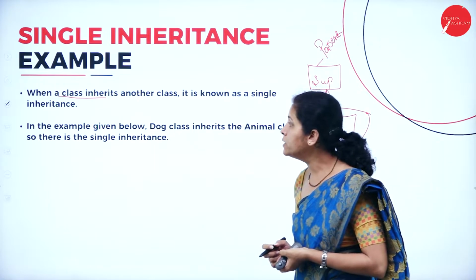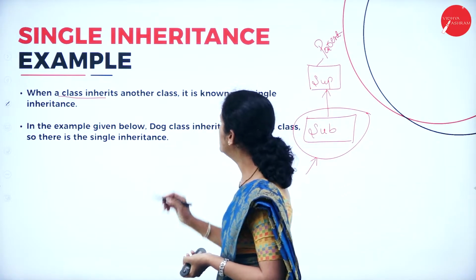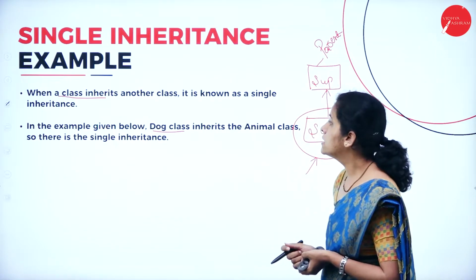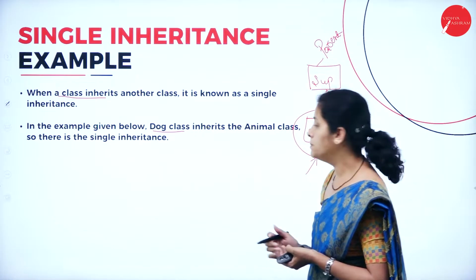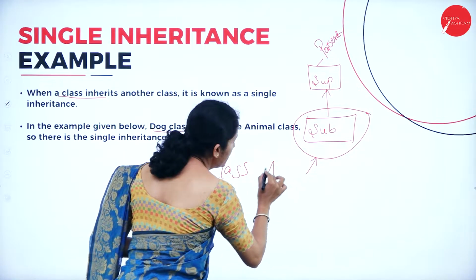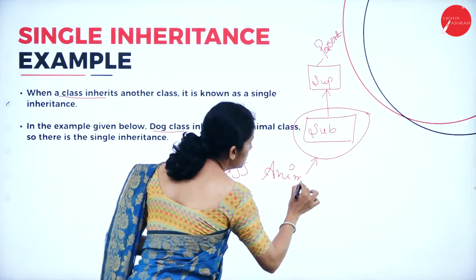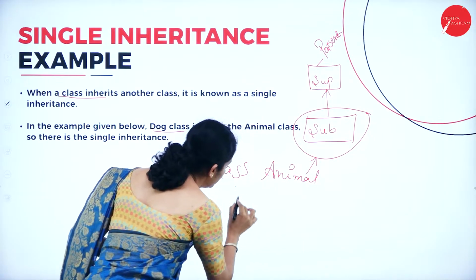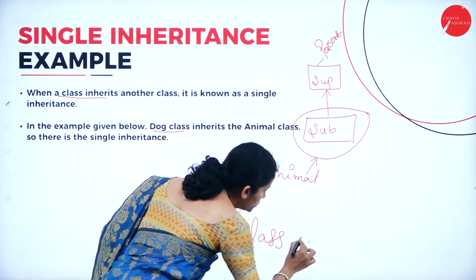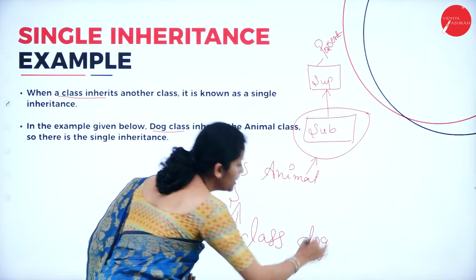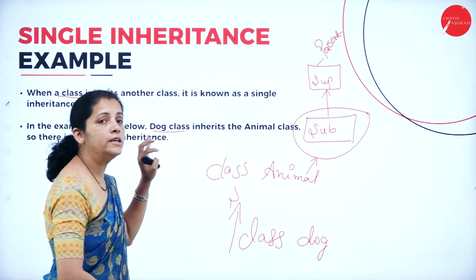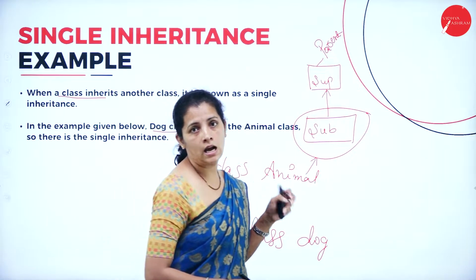Now let me consider the example here: the Dog class inherits the Animal class. That means at the beginning I'm going to have the class called Animal. From that, the Dog class can access or make use of the properties of the Animal class.